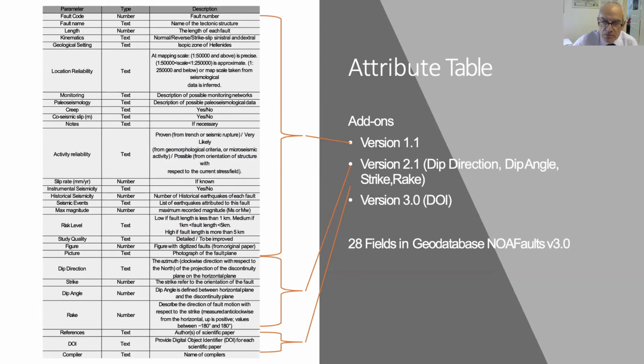This is the attribute table of the database, showing how we proceeded with basic information about each active fault, like the length, kinematics, geological setting, location reliability, which is a function of the mapping scale of the original paper, the monitoring, paleoseismology, creep, co-seismic slip data, activity reliability, that is, if it is a proven active fault, likely, possible, slip rate, instrumental seismicity, etc. And then we added dip direction, strike, dip angle, and rake in version 2.1. And then in version 3.0, we added the references and the DOIs and compiler names.